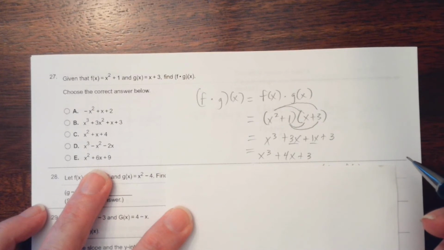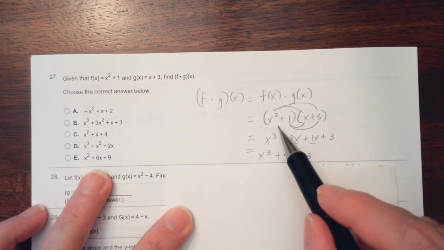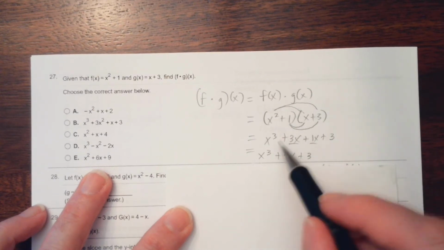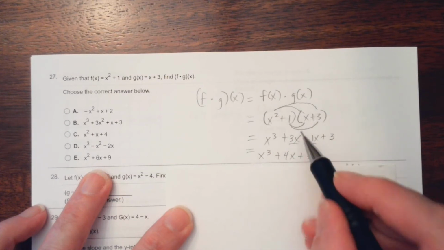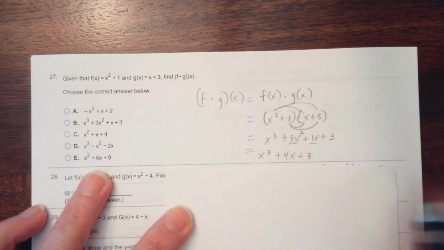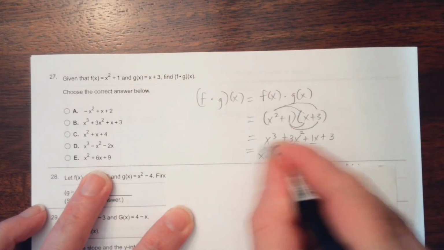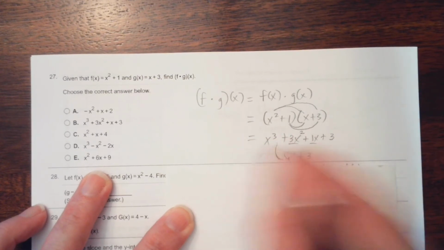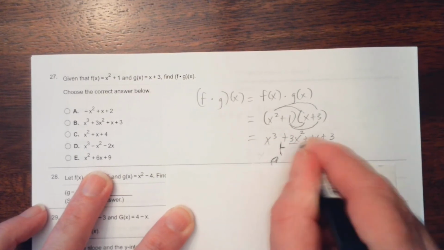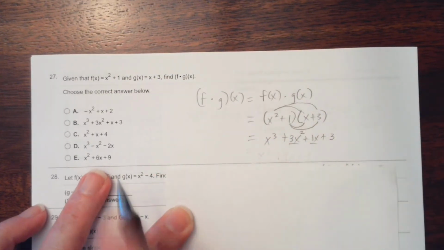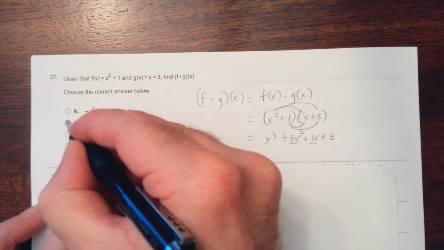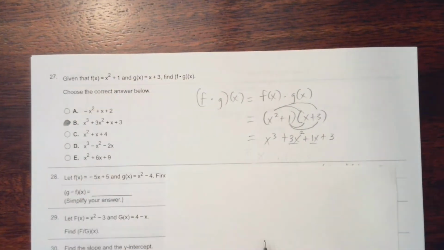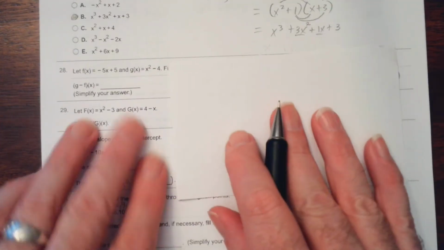Let's see, I did something wrong here. Did I mess that up? X squared plus 1. Oh, you know what? This was x squared times 3. This was actually 3x squared. And so in fact, we are done right here. And this is our answer B. All right, let's move on to 28.